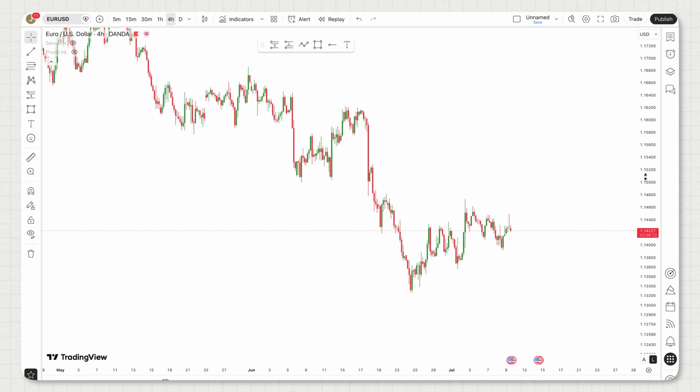Let's mark up another pair with you guys. This is EURUSD on the 4-hour time frame, right? And like we said, the first step is going to the daily time frame.